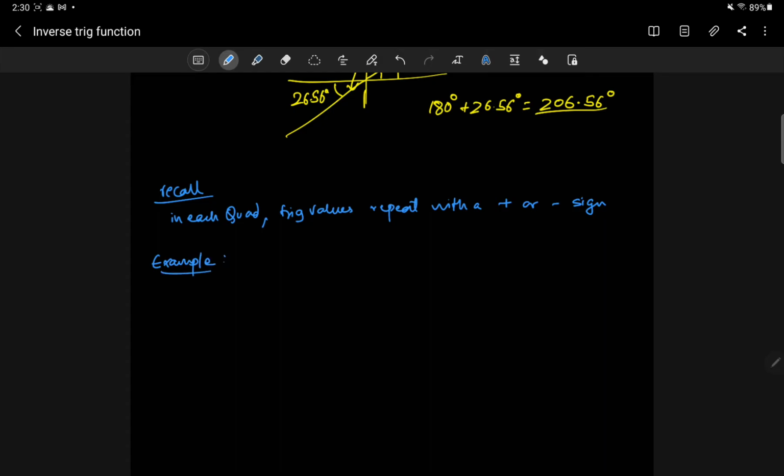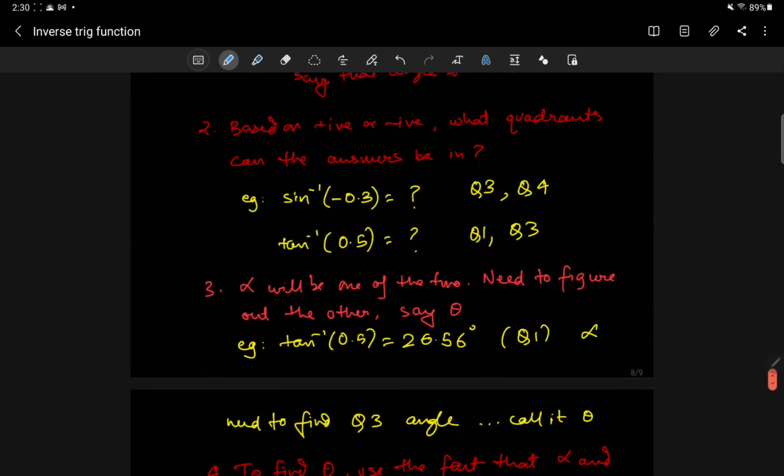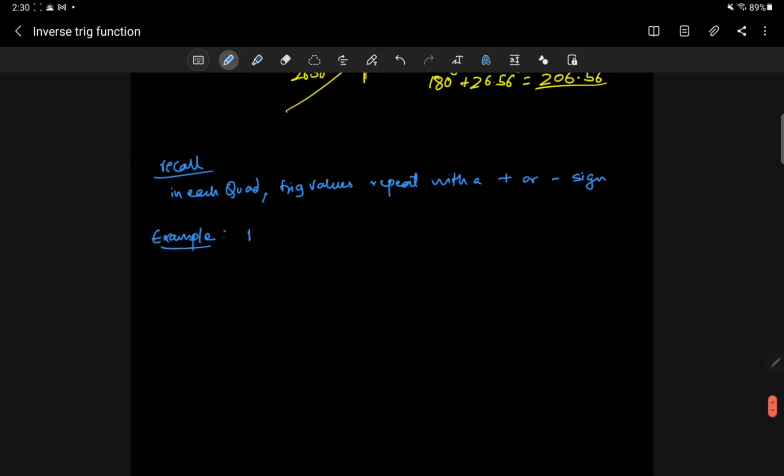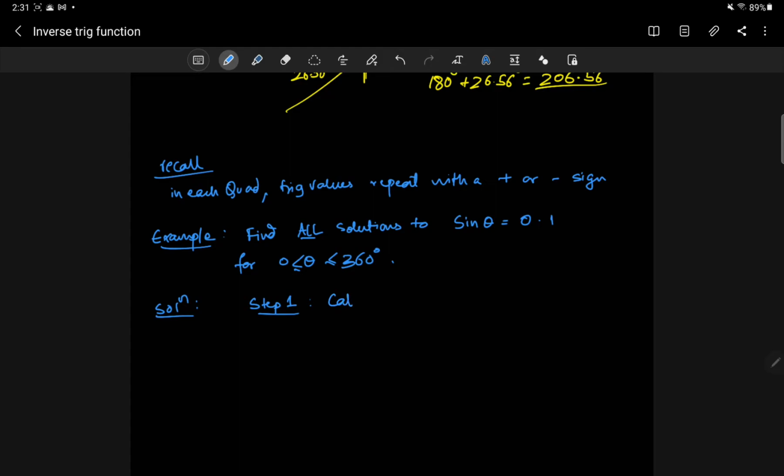Example. Now, as I go through this example, these are the 4 steps that I'm going to follow. So let's say find all solutions to sine theta equals 0.1 for theta more than 0 degrees and less than, say, 360 degrees. So here's a solution. Step 1 is the calculator solution.